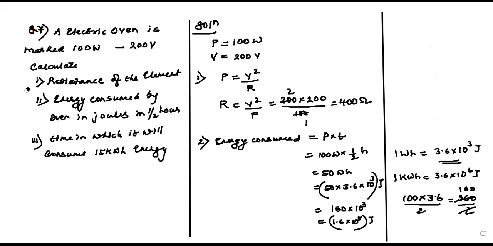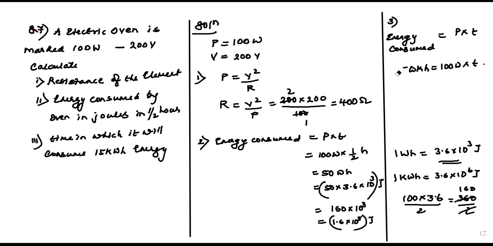Naturally, it's a very simple question, children. They have not told me anything in joules. Just remember the same formula: energy consumed is always P into T. So energy consumed is 15 kilowatt hour, which is equal to 100 watts into time. This is 15 kilowatt hours.